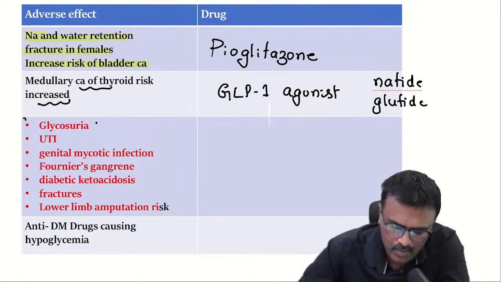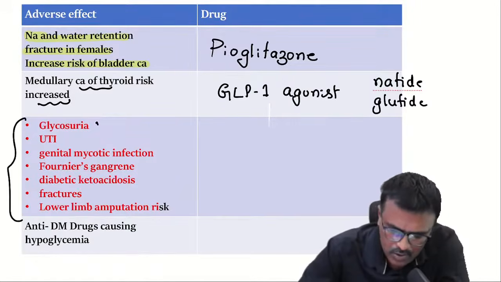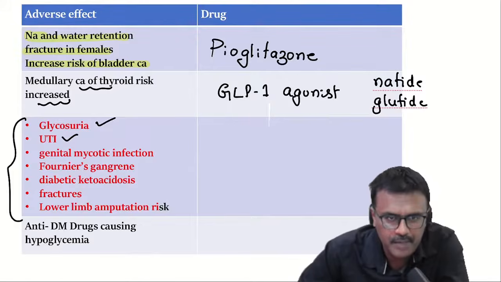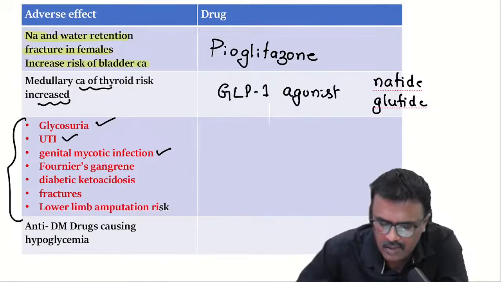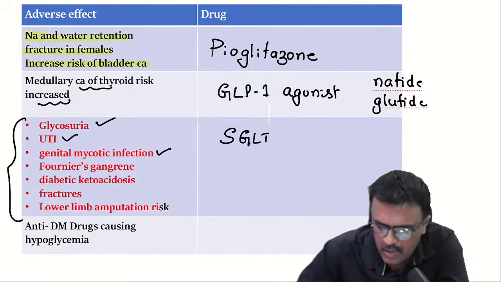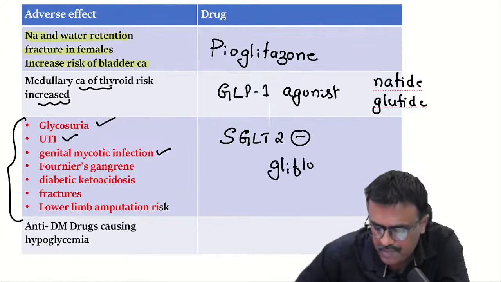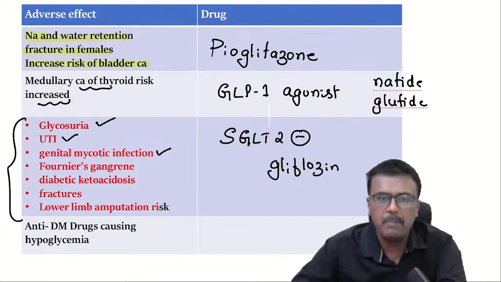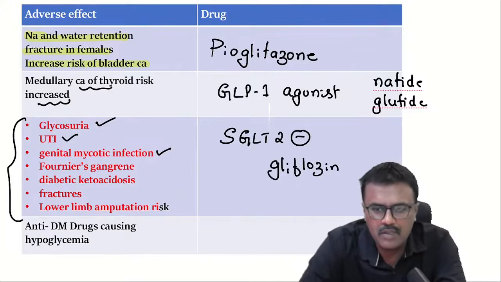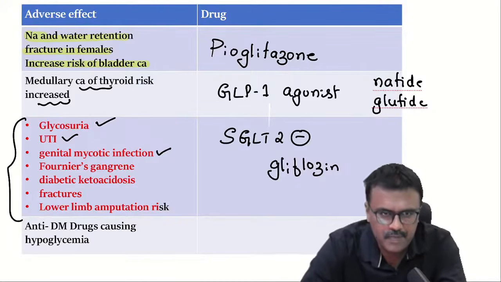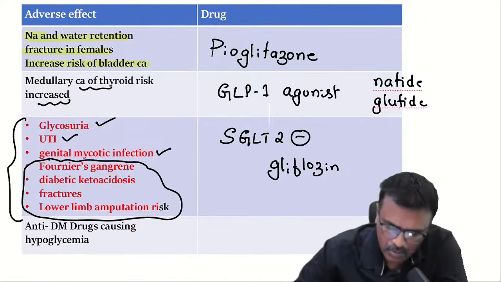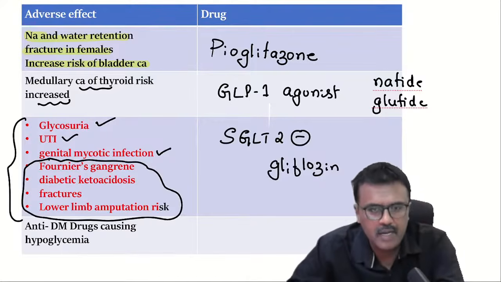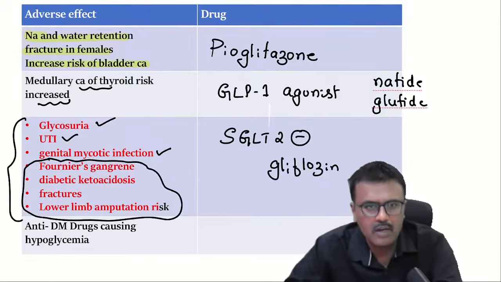Now this is very important, what you have marked in red. Glycosuria, risk of UTI, genital mycotic infection, commonly asked. This is seen with SGLT2 inhibitors. And they end with gliflozin, for example empagliflozin, canagliflozin, dapagliflozin, like that. The other rare adverse effects of these drugs are Fournier's gangrene, diabetic ketoacidosis, fractures, lower limb amputation risk.